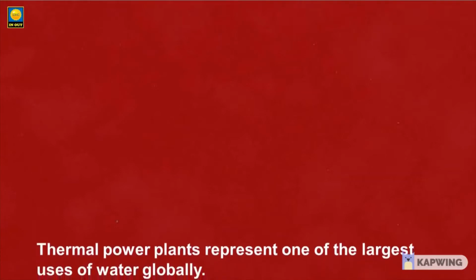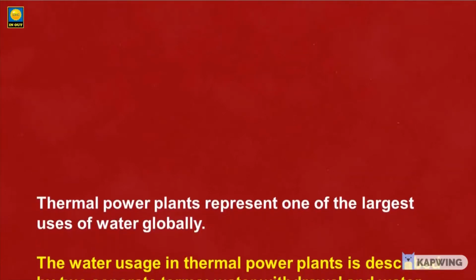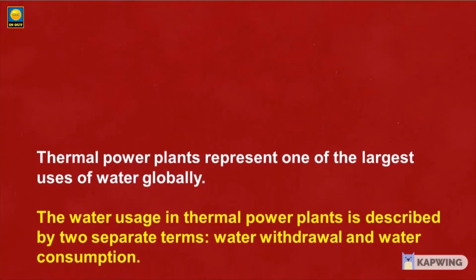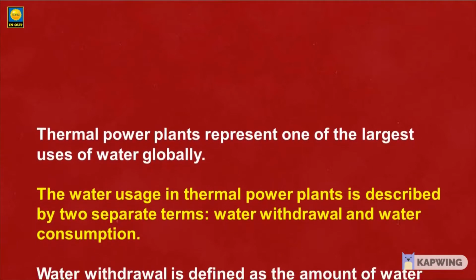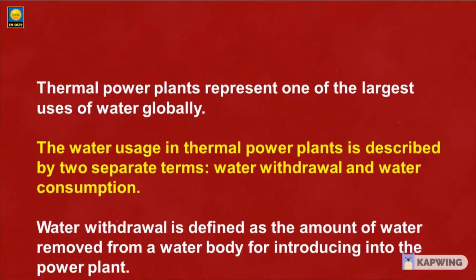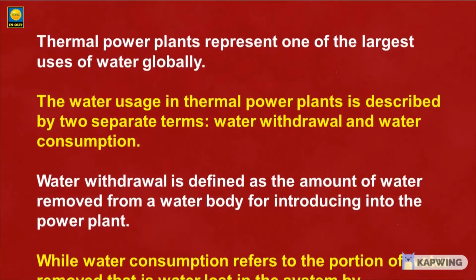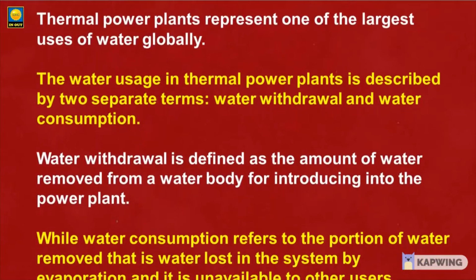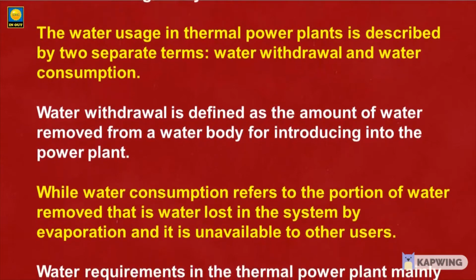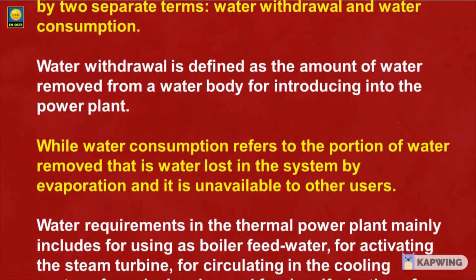Thermal power plants represent one of the largest uses of water globally. The water usage in thermal power plants is described by two separate terms: water withdrawal and water consumption. Water withdrawal is defined as the amount of water removed from a water body for introducing into the power plant, while water consumption refers to the portion of water removed, that is, water lost in the system by evaporation, and it is unavailable to other users.